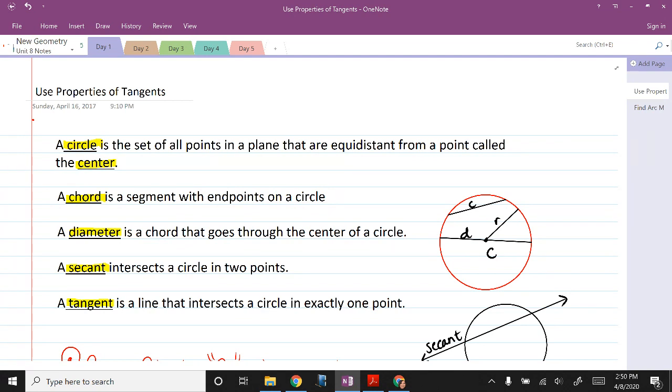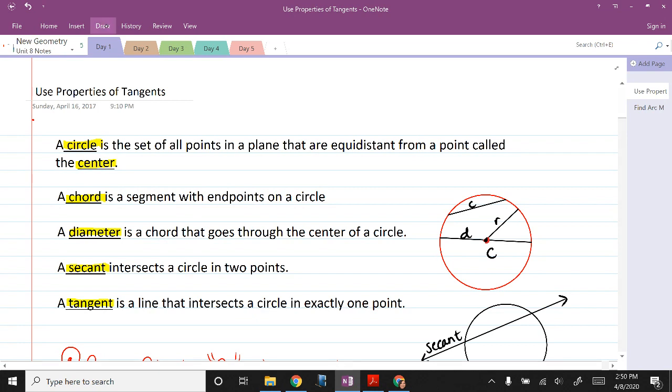A circle is a set of all the points on a plane that are equidistant from a point called the center of the circle. So this red outside edge around this first circle here, all those points are the same distance from the center, which is point C right there in the middle. All those points are the same distance from that.